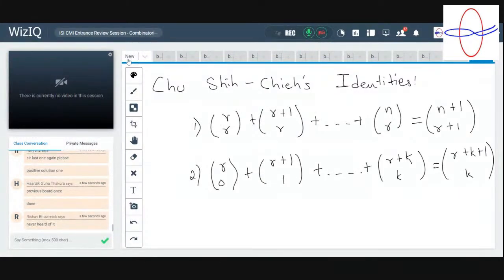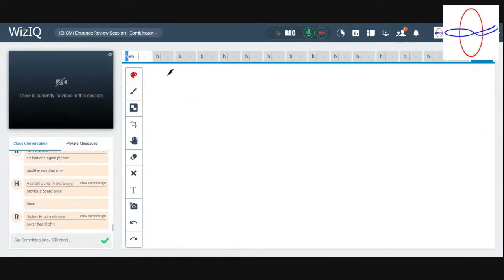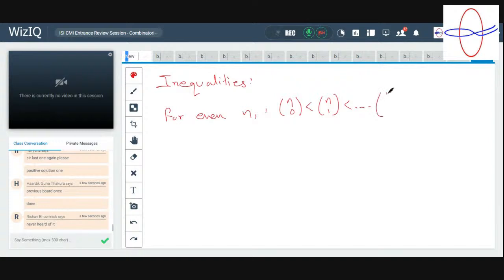Okay, now one more thing, inequalities involving the binomial coefficient. So there is one that you need to know. So for even n, n choose 0, n choose 1, and so on, you increase till this thing, and then you start decreasing.